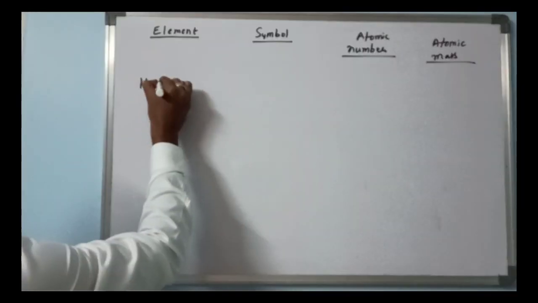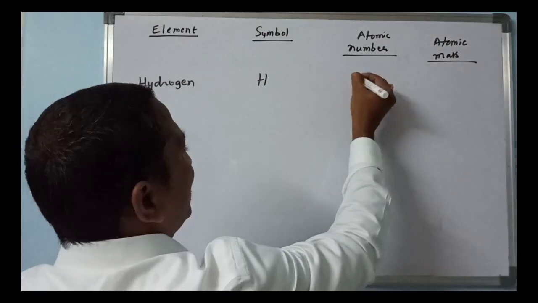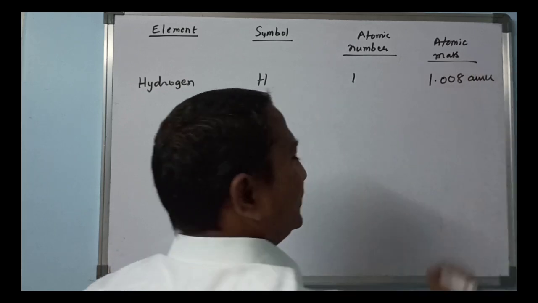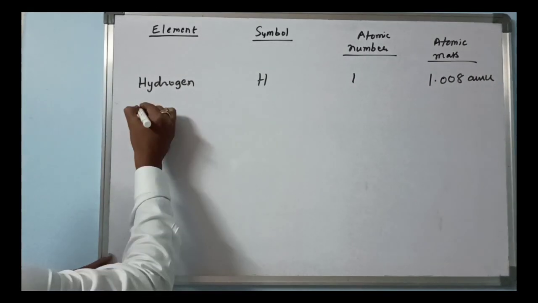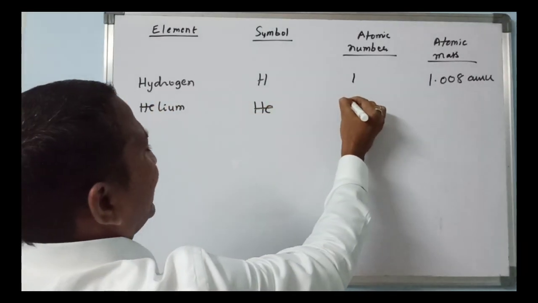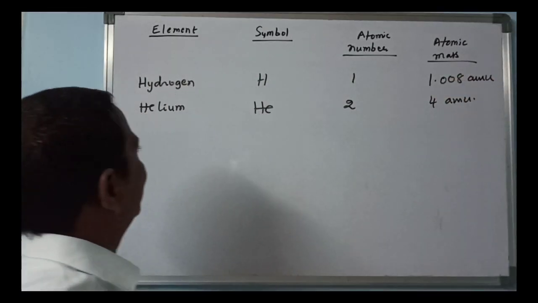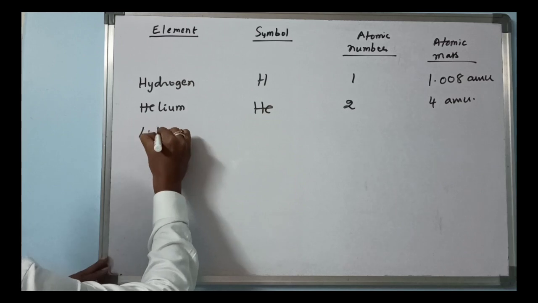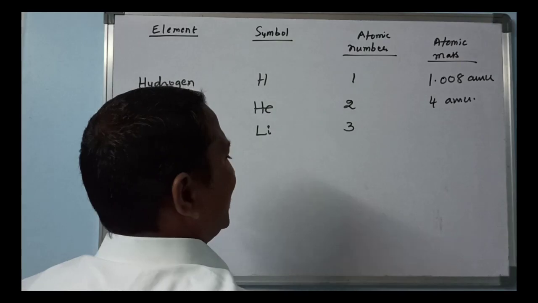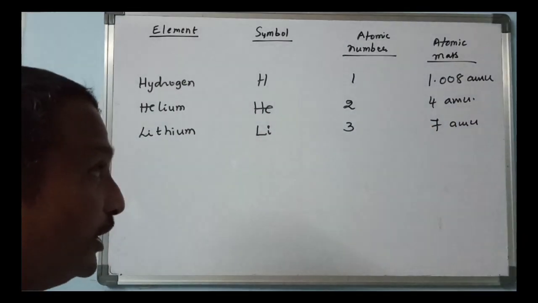1. Hydrogen, symbol H, atomic number 1, atomic mass 1.008 AMU. 2. Helium, symbol He, atomic number 2, atomic mass 4 AMU. 3rd, lithium, symbol Li, atomic number 3, atomic mass 7 AMU. Very important to solve numerical problems.